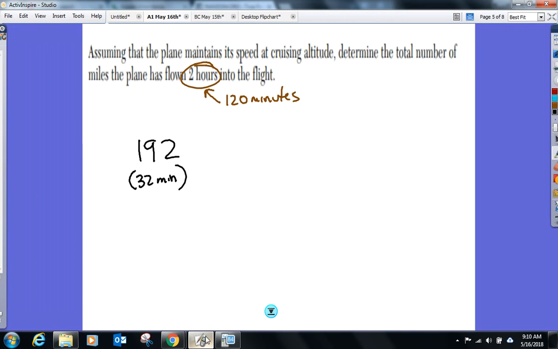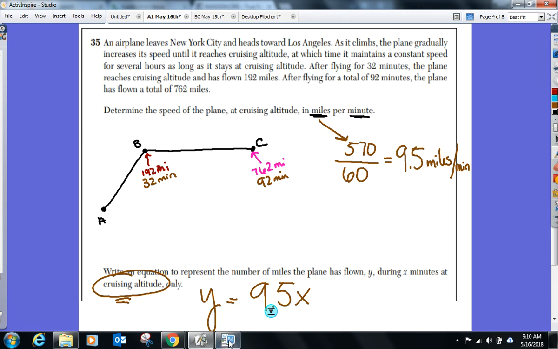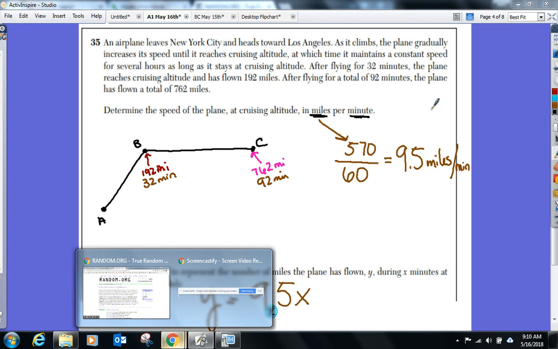How many minutes are still left? Yeah, you should be. I have 88 minutes left. 88 minutes left, and it's going where now? 88 minutes left. Everyone agree? And we already know what this is, right? What's the miles per minute here? 9.5. Yes, 9.5 from here. So what should I add on here?